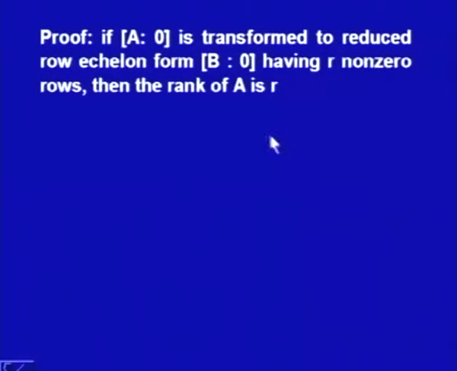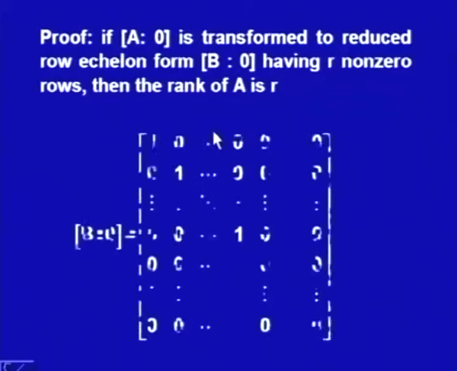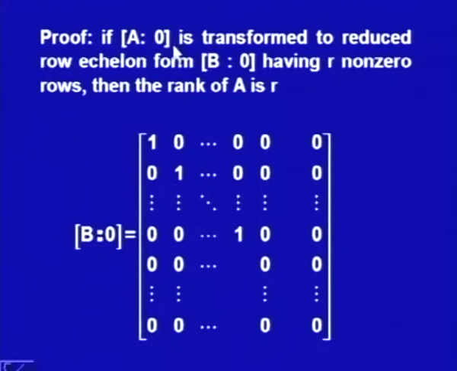Now, to prove this, we start with the augmented matrix A0 and transform it to reduced row echelon form B0 having R non-zero rows. Then by the definition of rank, the matrix has rank R. So, when matrix A is transformed to echelon form consisting of R rows, it will look like this matrix. The transformed matrix B will look like this.